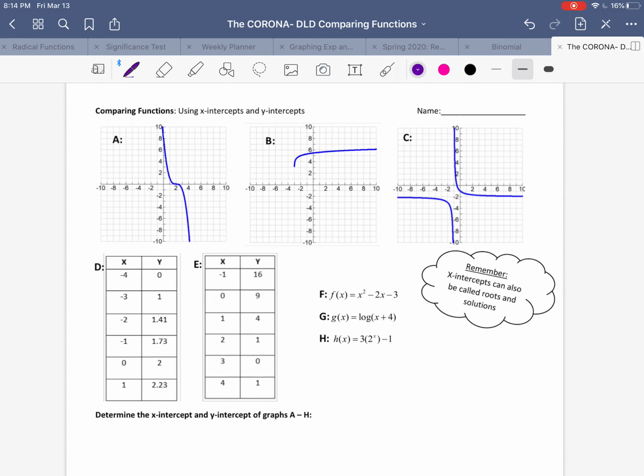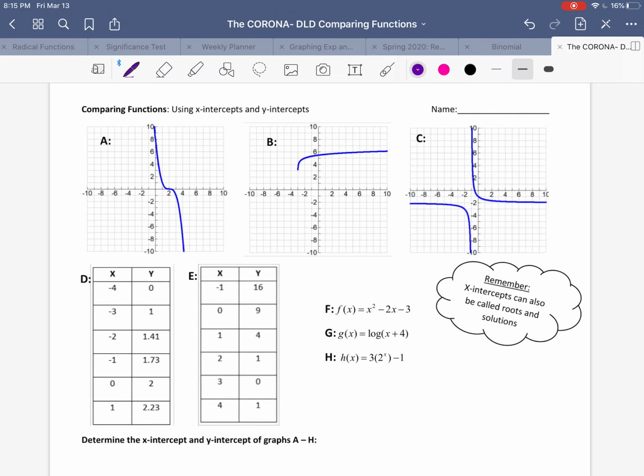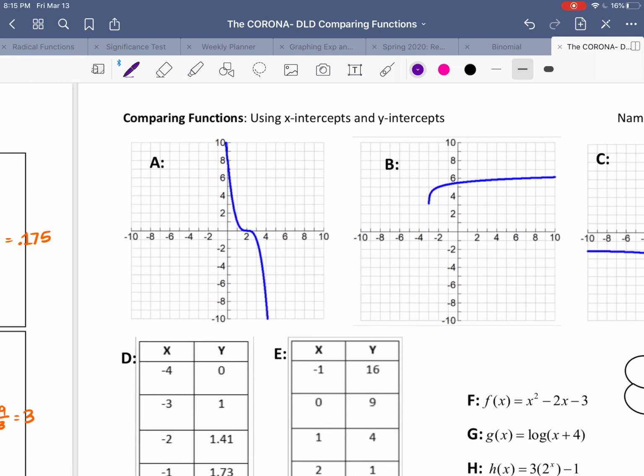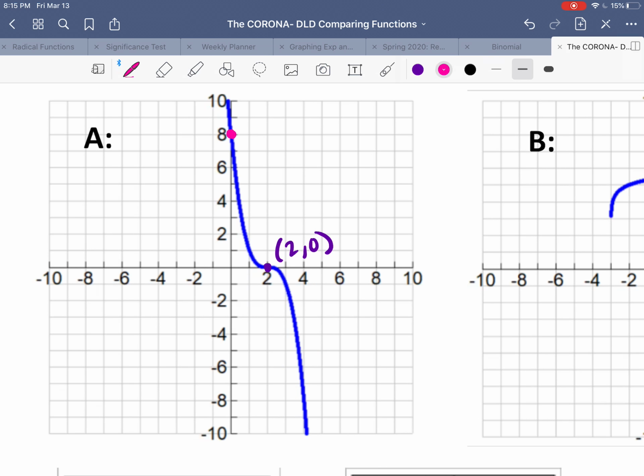Alright, y'all, so we're going to talk about how to find x and y intercepts from graphs, tables, and equations. So the first one, you should be very familiar with finding the x and y intercepts from a graph. So for A, we have that our x-intercept is at (2, 0), and that our y-intercept crosses at (0, 8).